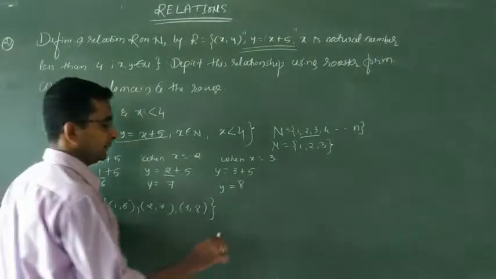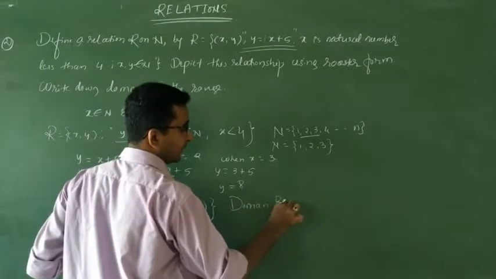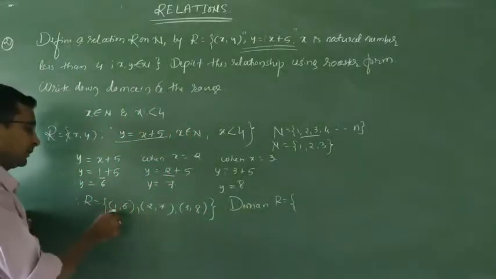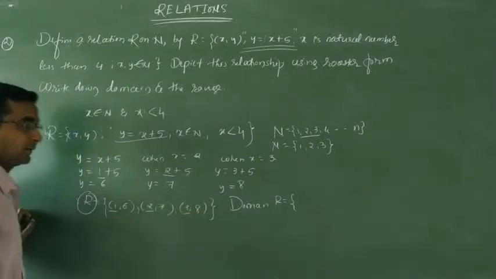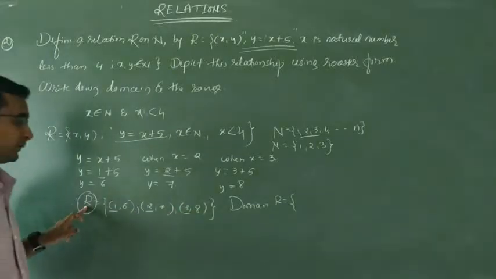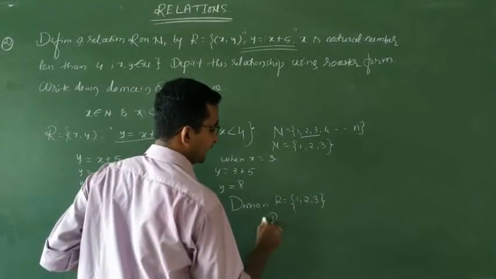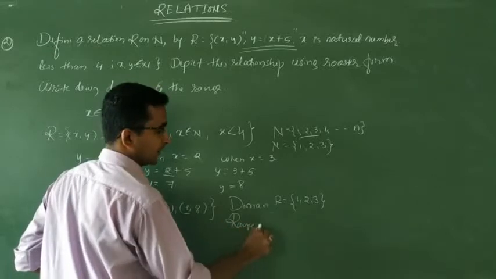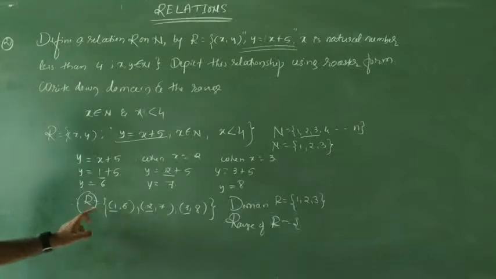Then the domain of R. What is the domain of the relation? The first elements of the ordered pairs of this relation are nothing but the domain. The domain is 1, 2, 3, and the range of R is the second elements of the ordered pairs of R.